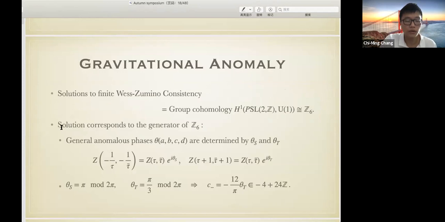Let me describe the solution that corresponds to the generator of this Z6. The general phase that depends on these integers a, b, c, d can be determined by only two phases: the phase under the S transformation, denoted by theta S, and the phase under the T transformation, theta T. The generator of Z6 is given by theta S equals pi mod 2 pi, and theta T equals pi over 3 mod 2 pi. The phase under the T transformation is also related to the chiral central charge by this formula, so we get the quantization condition on the chiral central charge: c is minus 4 plus 24 times an integer.